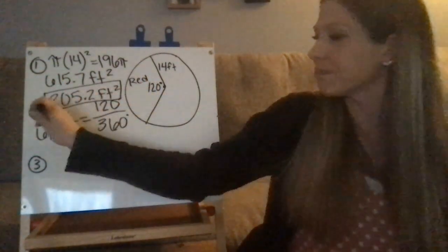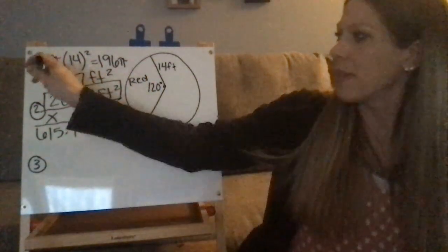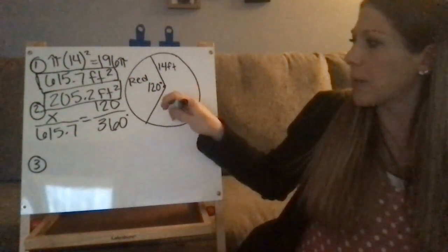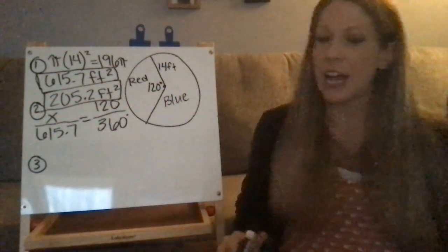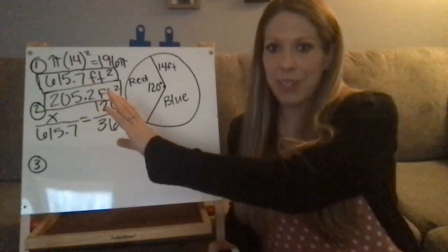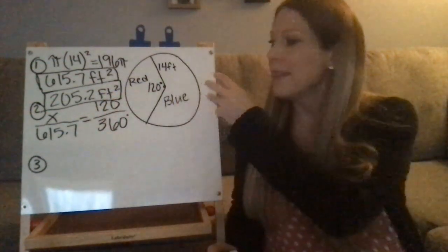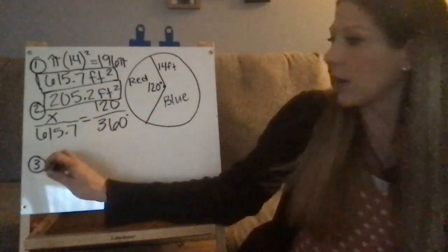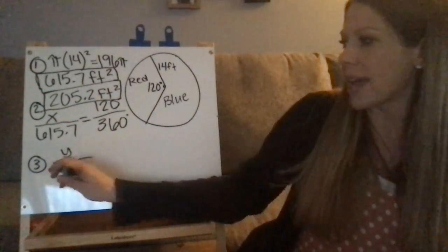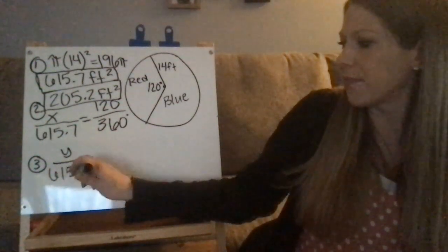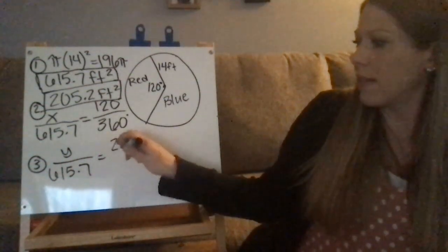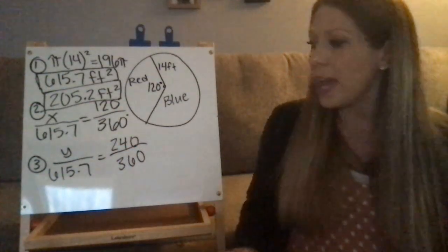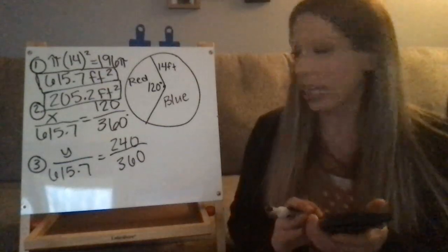The last part says find the area of the blue sector. Again, you don't see that on your paper, but it's this side. All right, and so if this part was 120 degrees of the circle, then this part must be 240 degrees of the whole circle. So our proportion is going to look really similar. I'll call this one y instead of x, just for fun. Now we're dealing with 240 degrees out of the 360 degrees, and we can cross multiply to find that answer.